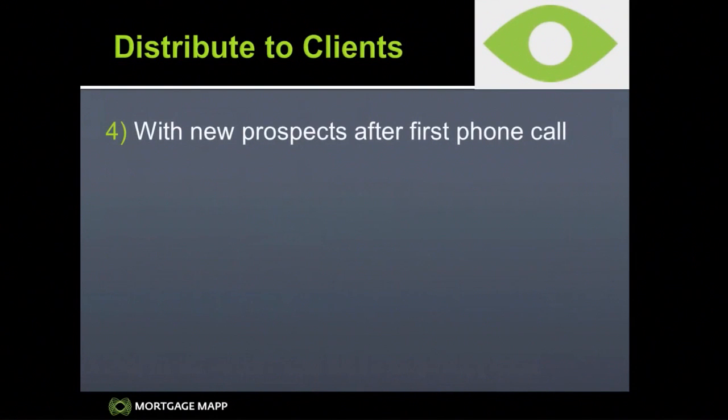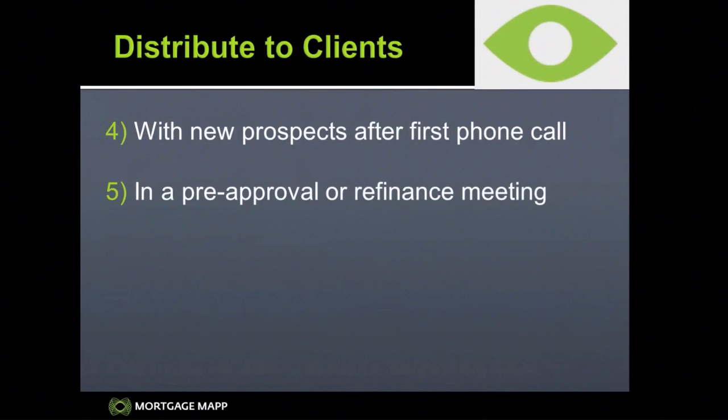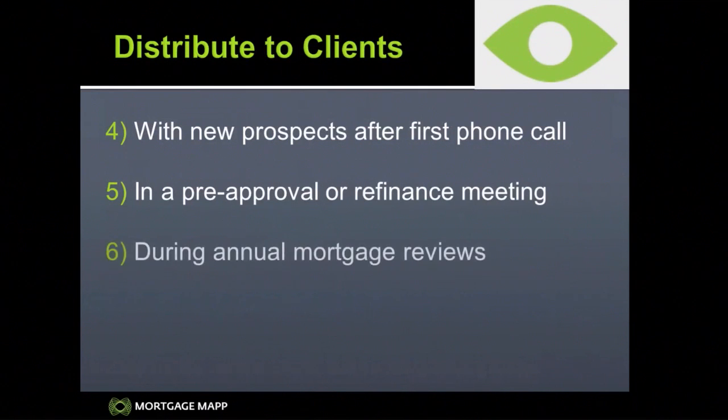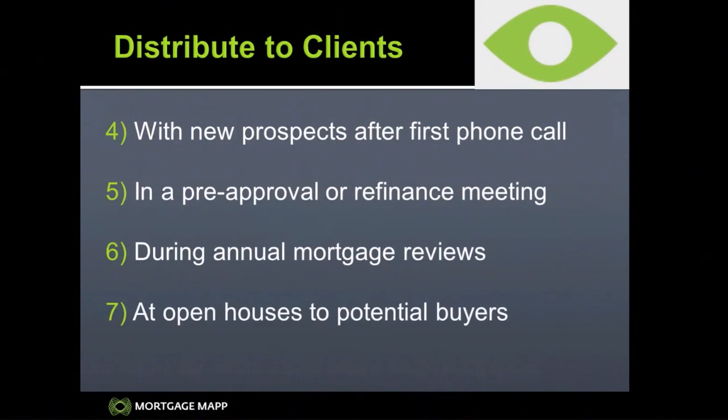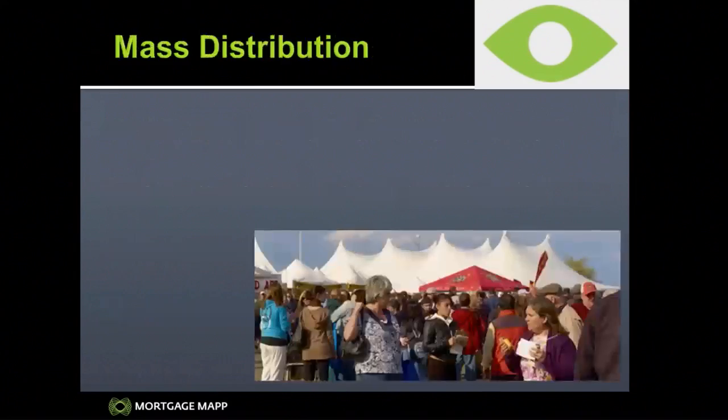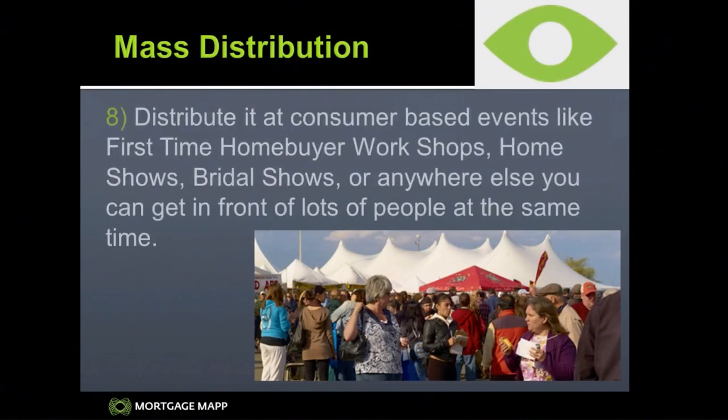So obviously clients are going to be new prospects after a first phone call, people who could potentially be your client, whether it's purchase or refi, in a pre-approval meeting or a refinance meeting, so face-to-face or over the phone. You can do it during an annual mortgage review, at open house with potential buyers, or you can do it in mass distribution in groups. I'm going to give you a really great handout at the end here where you can see a very efficient way to share your app when you're trying to deal with the masses.